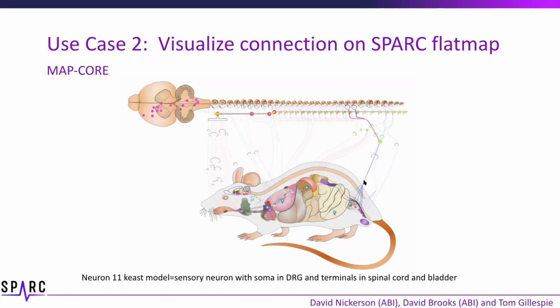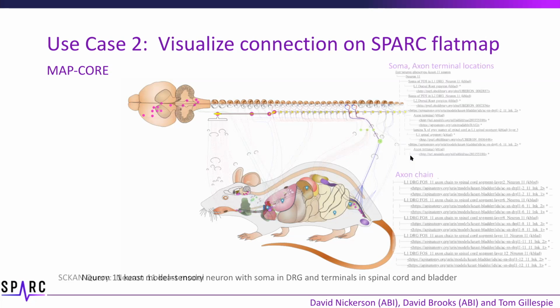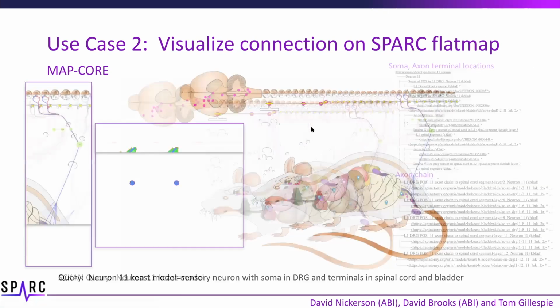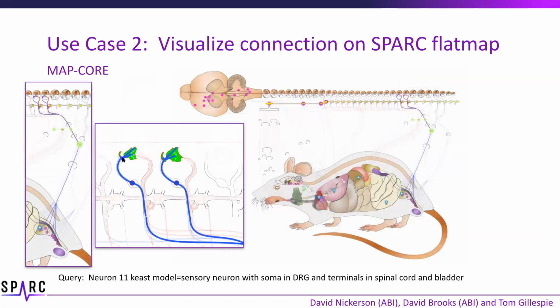So this particular blue line here was not drawn by a human being, but was drawn by a computer. And it was done by, again, issuing a query to the SPARC knowledge base, which returned the necessary information, including about what parts are connected with what and in what order. And if we look at that in more detail, we can see again that it does represent end terminals, the position of somas, and the routes through the anatomical structures that are traversed by these neurons, to the extent that they are represented in the flat map here.